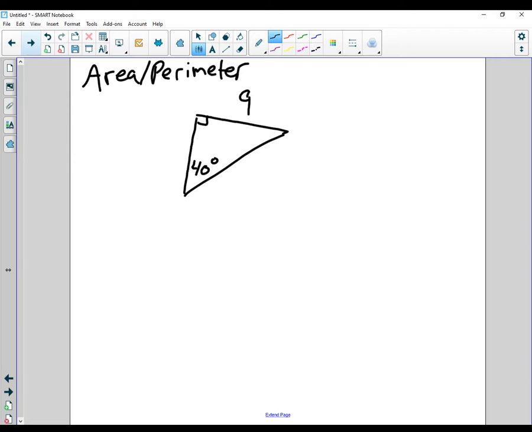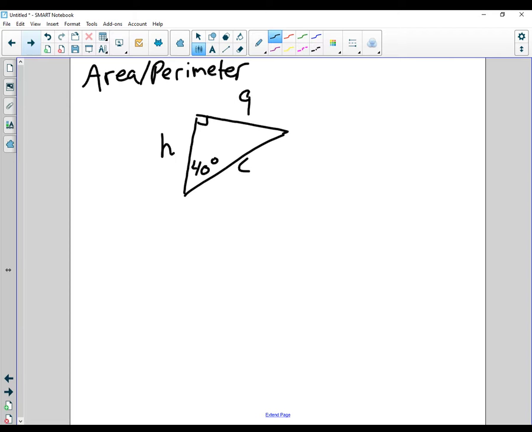If I'm using this as my base, which one of these is going to be my height? Left or right? This one? Absolutely, this would be my height, right? Because that's the vertical one, the tallest point to this that makes a right angle. And then this is just my hypotenuse.